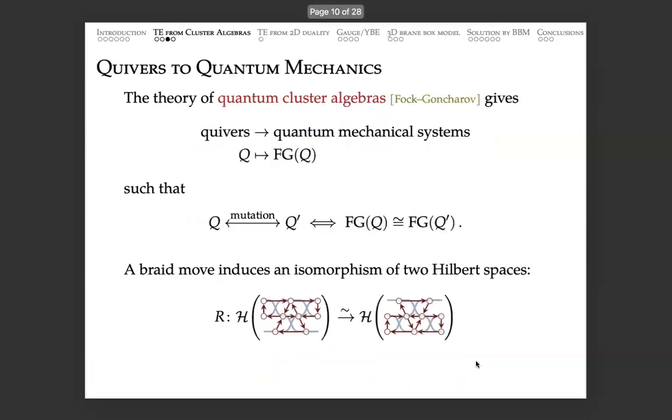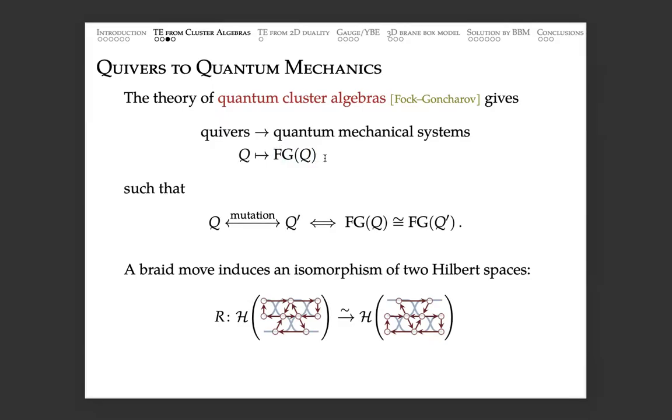Now, given a quiver, there's a way to go to a quantum mechanical system using the theory of quantum cluster algebras developed by Fock and Goncharov. As I said, I'll be very brief about this cluster algebra construction. I just say that there is a well-known way to construct a quantum mechanical system given a quiver. All right, so given a quiver Q, there is a quantum mechanical system. By that, I mean you have a Hilbert space and non-commutative observables, which I call the Fock-Goncharov system of Q.